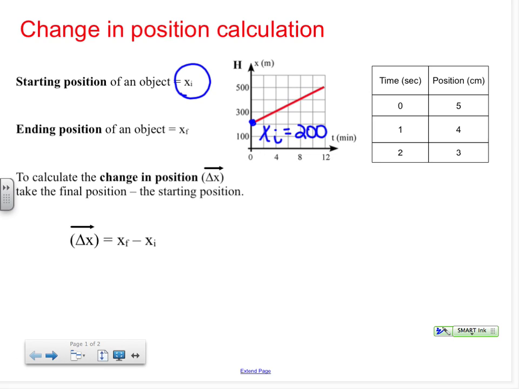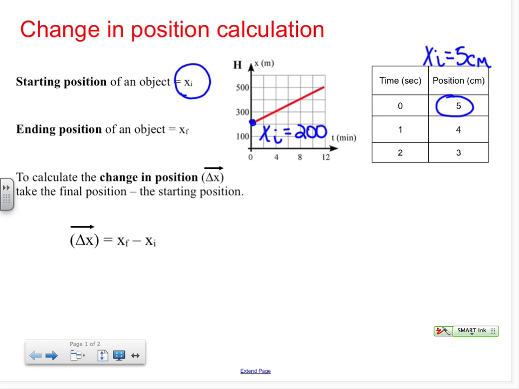Now, you've also used data tables with the Bubble Lab, and we can just simply look at a data table and say, what is my starting position on the data table? And naturally, you see at time 0, my position is 5 centimeters. So my XI in this case is going to be 5 centimeters. Now, that's not new. That's just repeating what we've already done.